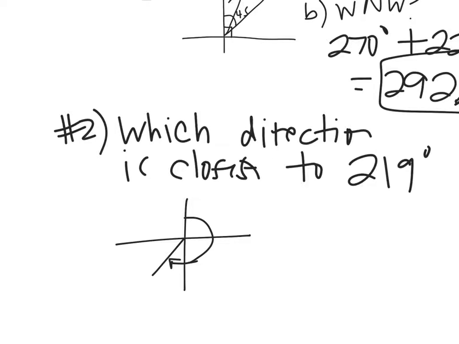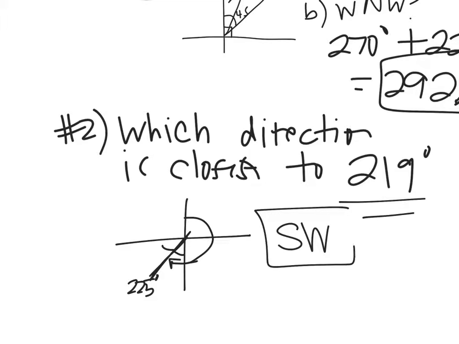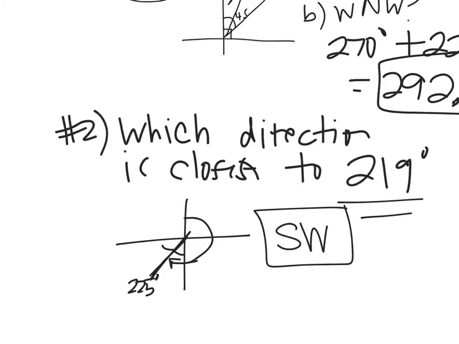Yeah. So that's 225 to there. And if I went a distance of 22 back that way or 22 and a half back that way, it's not going to be any closer to 219. So it's going to be that one, right in the middle there. Which one is that? Southwest. Perfect. Southwest would be the answer at 225.